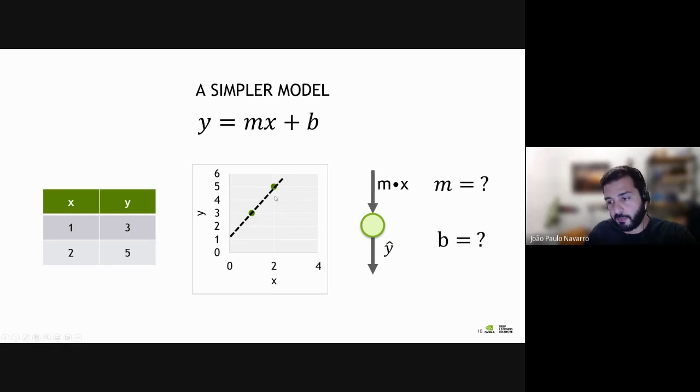When we have more dots here, what we basically want to find is the trend for these points. What is the best trend, in the sense that we have a straight line where the distance between the points and the line is minimal, right? This is basically what we want to do.